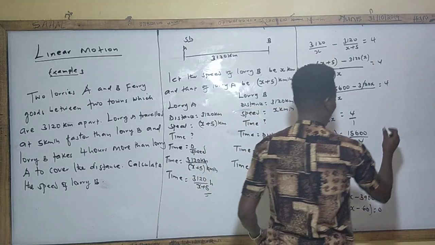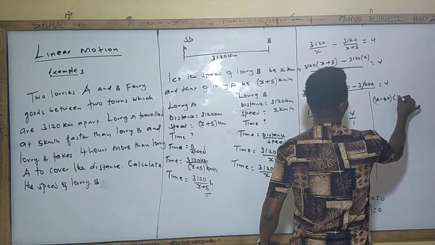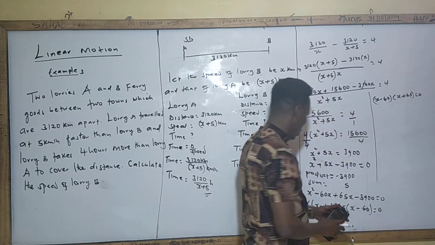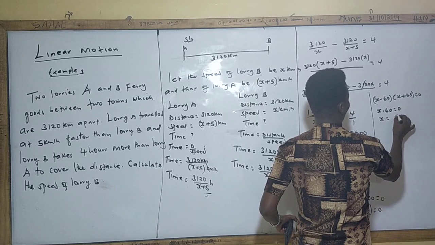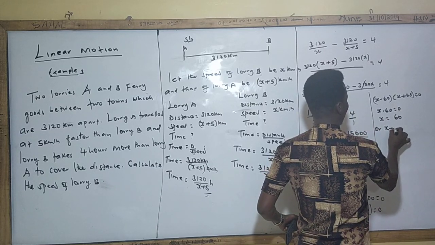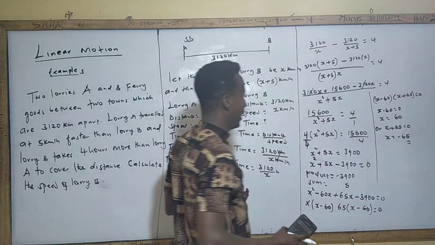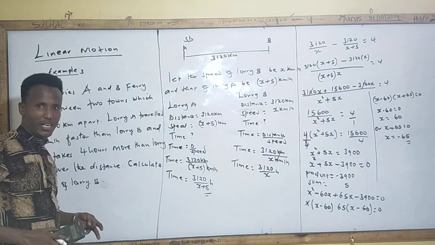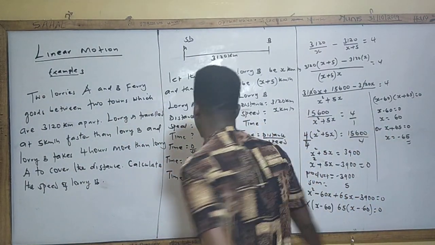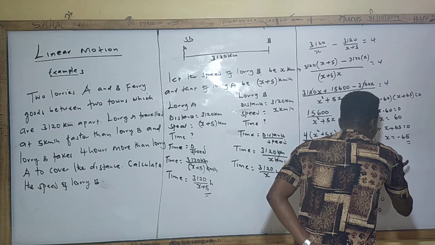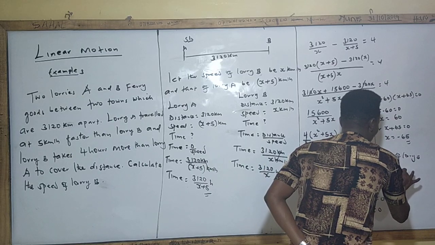So come to this point, you're going to say x minus 60 into x plus 65 is equal to 0, because we will take one of these two. Then we'll have x minus 60 is equal to 0, x is equal to 60. Or x plus 65 is equal to 0, x is equal to negative 65. So now we cannot take negative because we are not dealing with deceleration or retardation. And therefore, the speed of lorry B, you are told, calculate the speed of lorry B. Therefore, the speed of lorry B is 60 kilometers per hour.